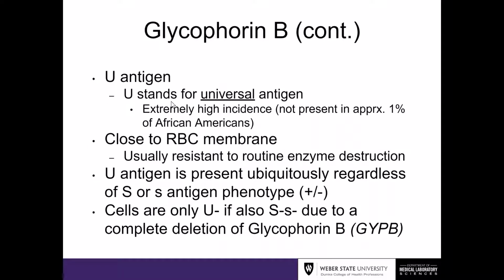U antigen stands for universal antigen due to its high prevalence in humans. It is only documented to be missing in approximately 1% of African Americans. The U antigen is present almost ubiquitously in humans regardless of big S or little s phenotype. For individuals that are U negative, they are usually big S negative and little s negative as well, due to a complete deletion of the glycophorin B gene, or GYPB.